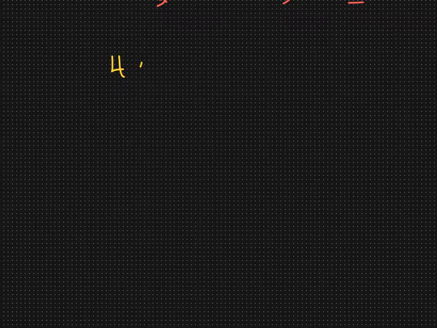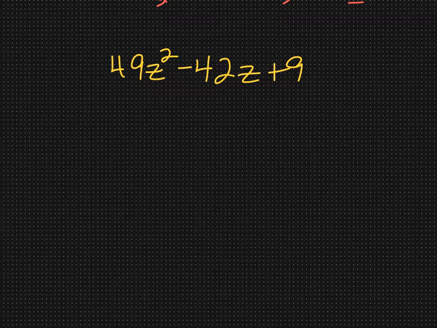I got 49z squared minus 42z plus 9. Let's look to see if there's a common factor. The factors of 9 are 1, 3, and 9. Let's check out 3. 3 actually goes into 42, but it does not go into 49 evenly. So that doesn't work. Let's check out 9. Well, 9 doesn't go into 42. So what are we saying? There are no common factors.